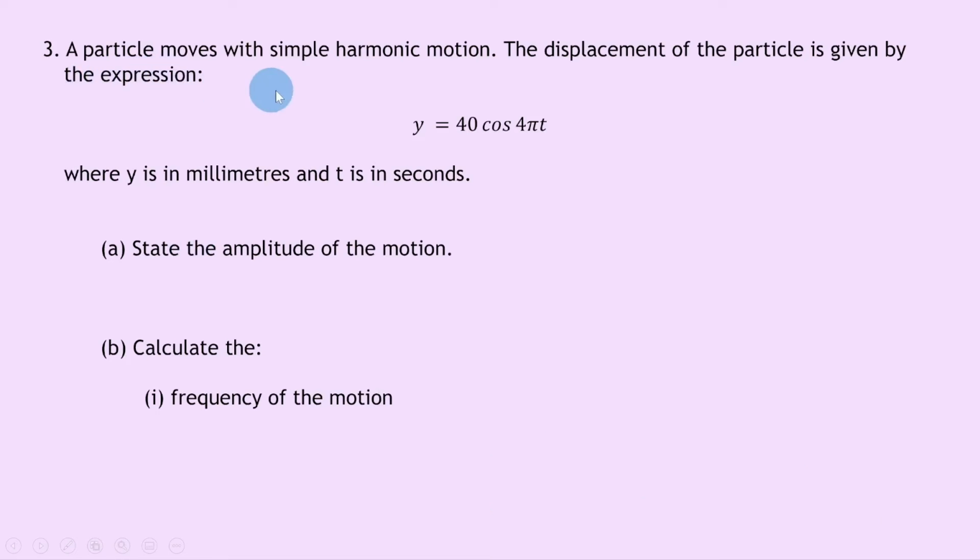Question 3 says a particle moves with simple harmonic motion. The displacement of the particle is given by the expression y equals 40 cos 4 pi t, where y is in millimeters and t is in seconds. Part A says to state the amplitude of the motion.